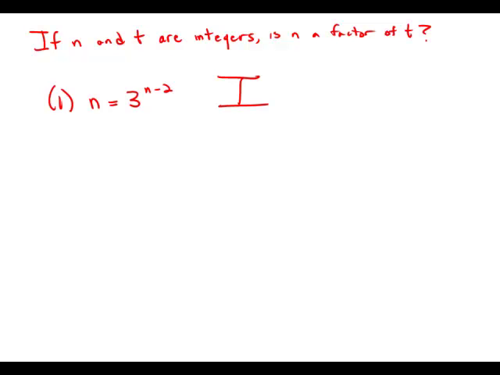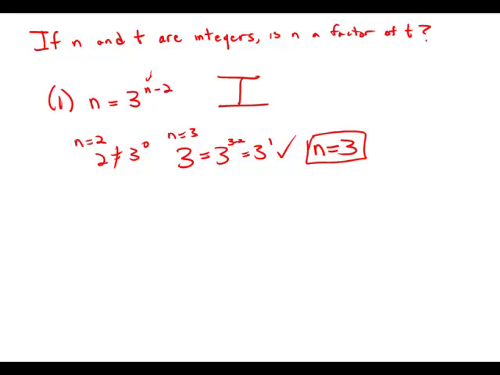We know that n is an integer, so I'm just going to plug in. Now if I pick something less than 2, I'm going to get a negative integer, so I don't want that. If I pick n equals 2, I get 2 equals 3 to the 0. That doesn't work. If I pick n equals 3, I get 3 equals 3 to the 3 minus 2, which is 3 to the 1. That works. So really, statement number 1 is equivalent to the statement n equals 3. So again, that is insufficient by itself, but knowing the value of n might prove useful later.